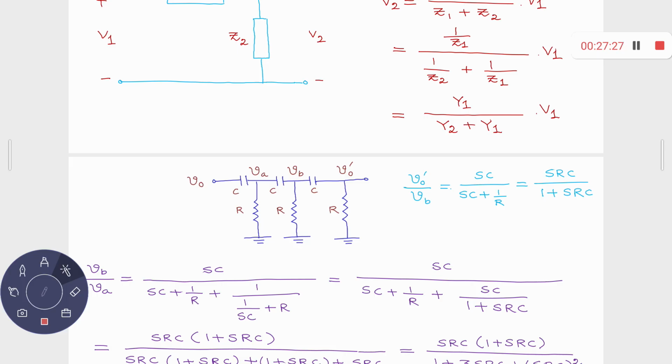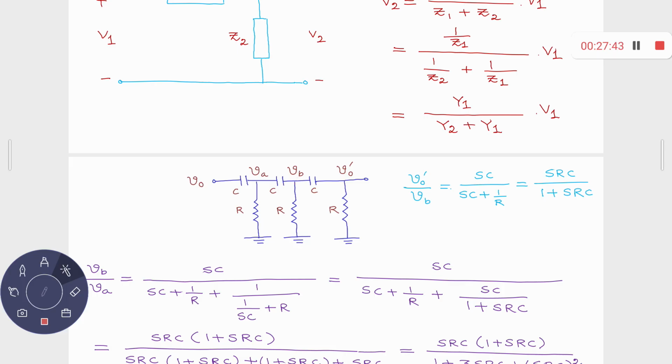So we are in the process of calculating the gain of this back network. What is the gain? V0 dashed by V0. So there are intermediate stages like VA, VB, I can call it. This one is VA, this one is VB, this one is V0 dashed.